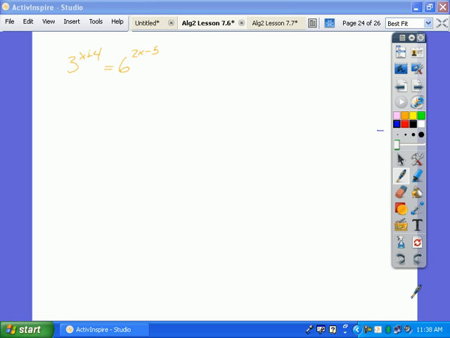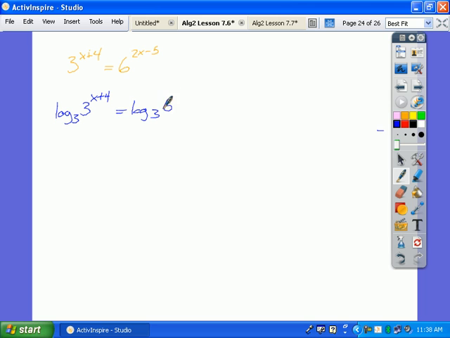Okay, what's the method we're going to use? I'm going to take a logarithm on both sides. In this case, I'll take log base 3. So this is log base 3 of 3 to the x plus 4. And this is log base 3 of 6 to the 2x minus 5. Okay. And on the left side, we're just left with x plus 4. It's very nice. On the right side, we're going to use our power rule and bring out the exponent. And this is 2x minus 5 times log base 3 of 6.